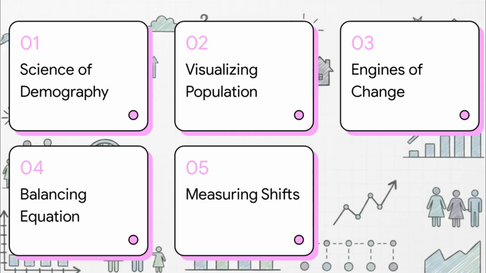So here's our quick roadmap for this explainer. First, we'll hit the science of demography. Then we'll visualize the population, check out the engines of change, break down the balancing equation, and finally look at exactly how we measure all these shifts.